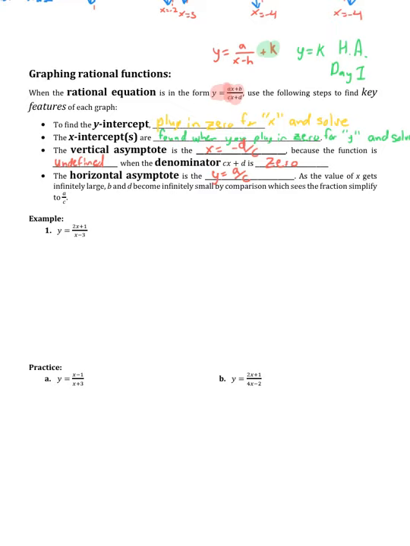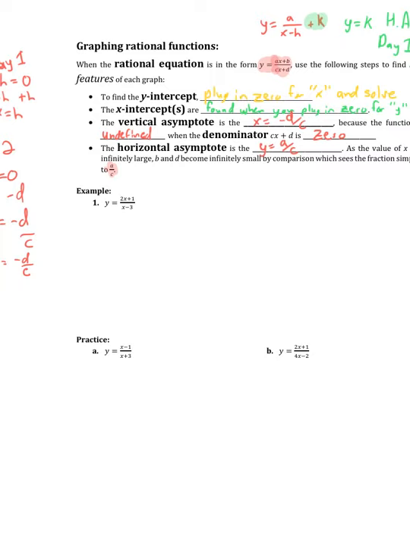All right, so the vertical asymptote is negative d over c. The horizontal asymptote is a over c. And then it says, as the value of x gets infinitely large, b and d become infinitely small by comparison, which simplifies this fraction to a over c. That's what that means. We can look at an example of that later, but for right now, we're just saying the leading coefficients, a over c, are what we want to look for that vertical and horizontal asymptote.